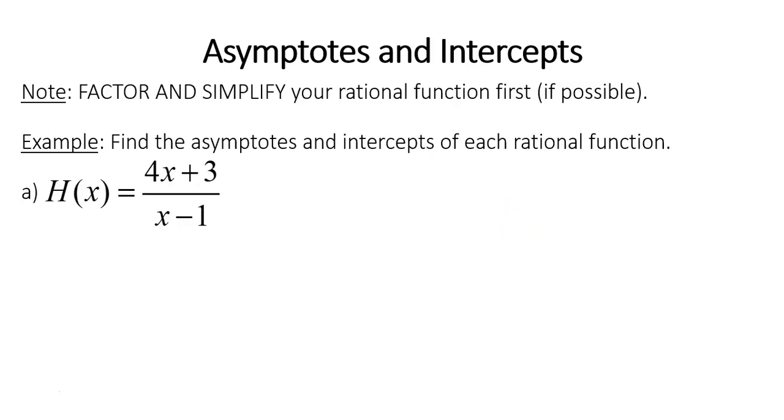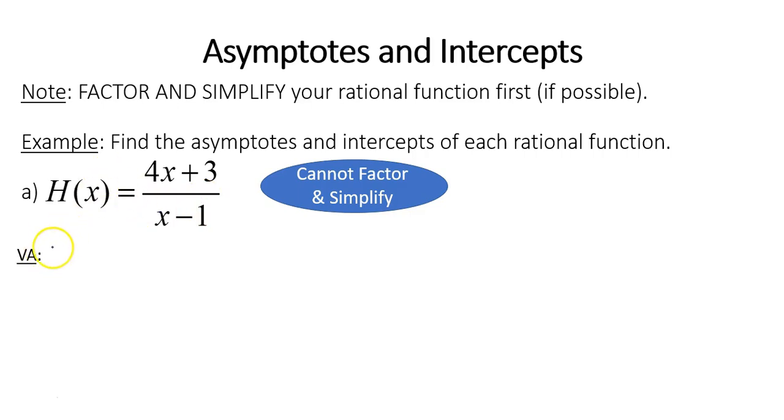So now we have a few examples. We're going to find the asymptotes and intercepts of each rational function. We will factor and simplify first, if possible. (4x + 3)/(x − 1) is not a rational function we can factor and simplify. So immediately we can jump in and start finding our information.